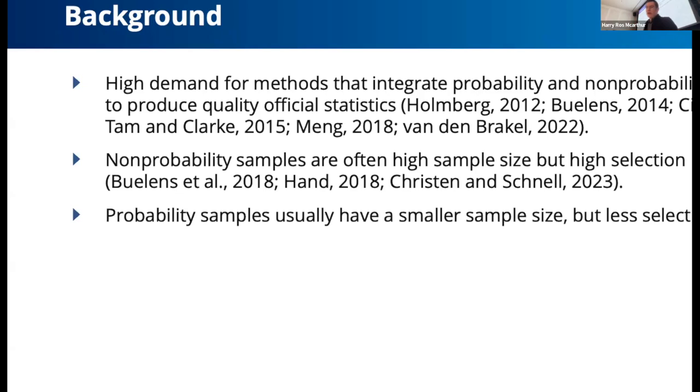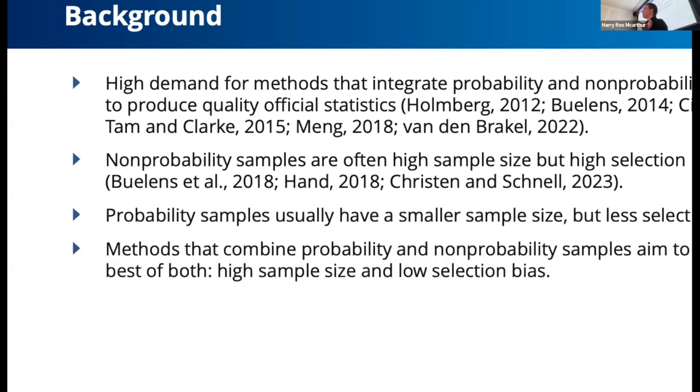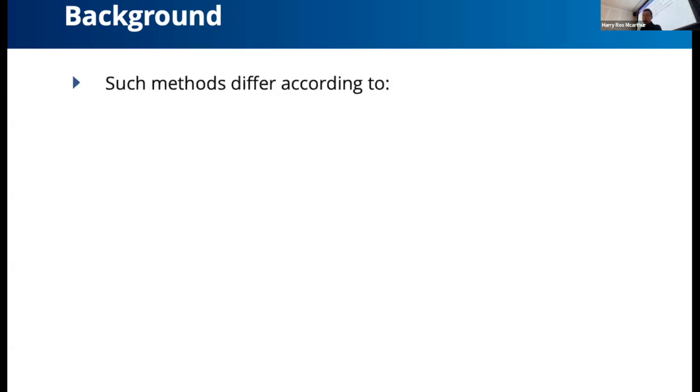Probability samples are where the ABS, for example, has control over the sampling selection mechanism. So we can obtain a representative sample that includes those low-income people, for instance. The trade-off, though, is they usually have a smaller sample size, but less selection bias, and are also more expensive. So non-probability samples and probability samples have complementary strengths and weaknesses. Why don't we combine them to get the best of both worlds, both high sample size and low selection bias?